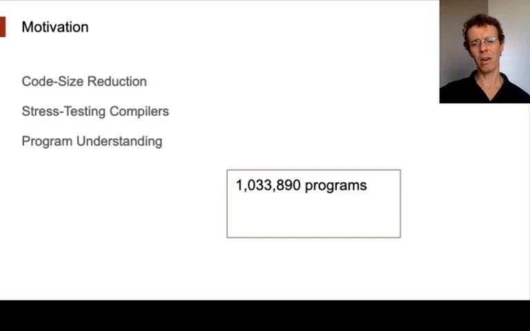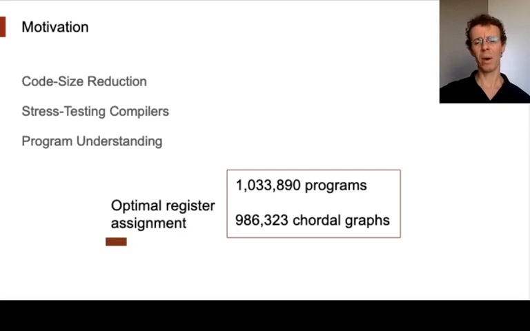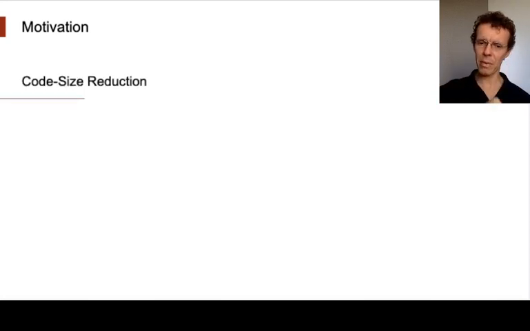For instance, out of a bit more than 1 million programs, we have found that 986,000 have chordal interference graphs. That means that the problem of assigning physical registers to variables can be solved optimally for those programs. That's 95% of the collection, and given the large number of programs sampled, it's safe to assume that this proportion is likely to characterize other C programs. But in this paper, we shall focus on code size reduction. I'll be explaining how we can use AnghaBench to train a predictive compiler that's good at compressing programs.